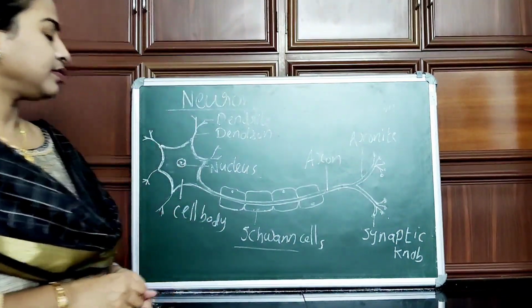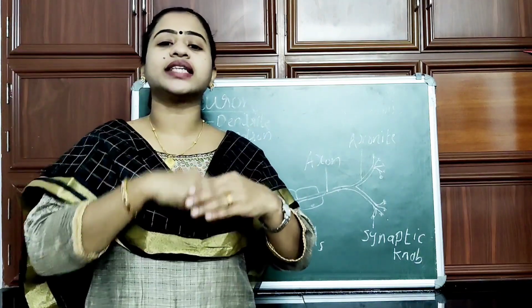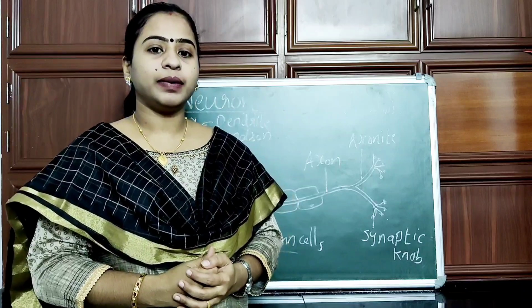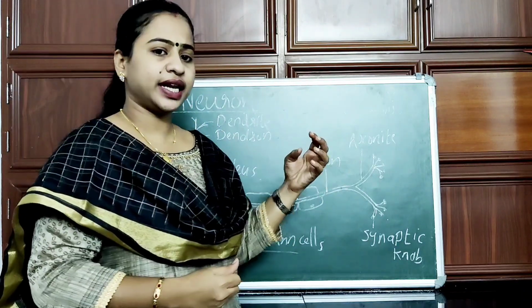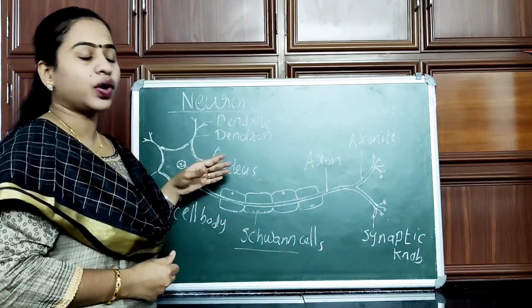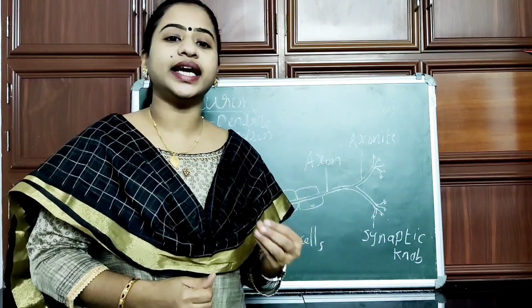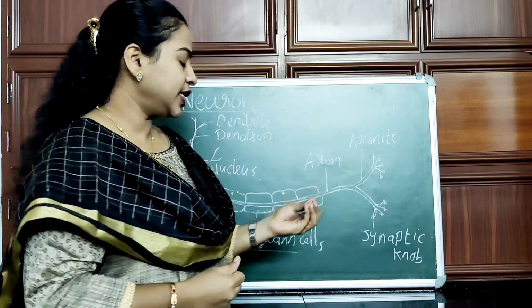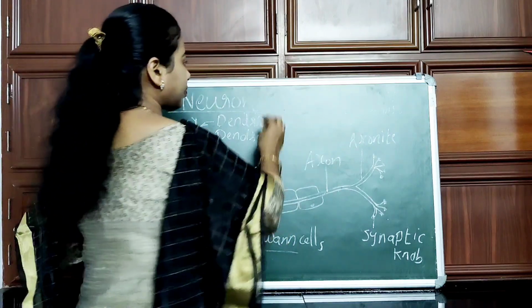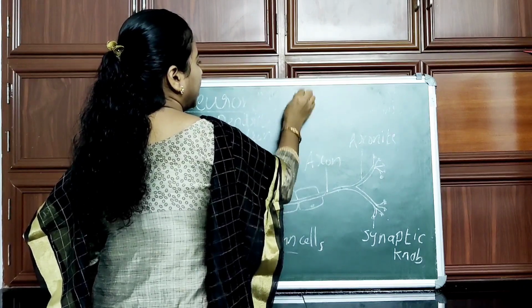The axons of most neurons are repeatedly encircled by myelin, a membrane containing lipid. This sheath-like structure is called myelin sheath.